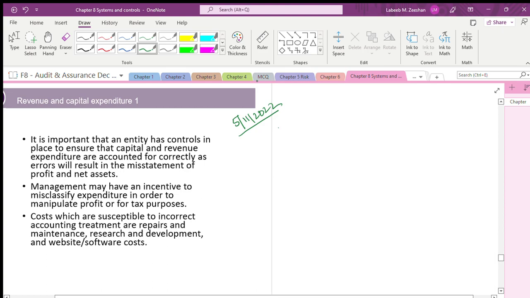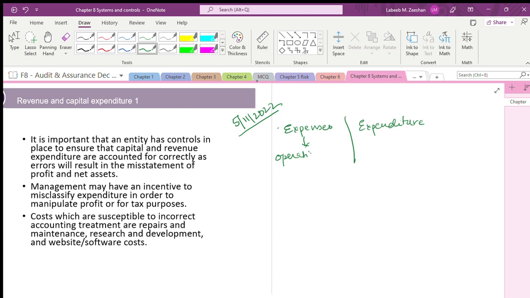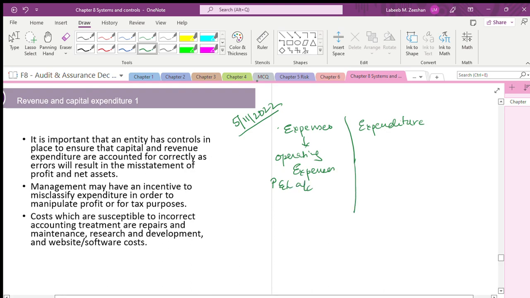Whenever there is a difference between expenses and expenditure, in terms of operating expenses, you have to show it in the profit and loss account. Whereas when you are talking about expenditure, we are taking into consideration the capital expenditure.